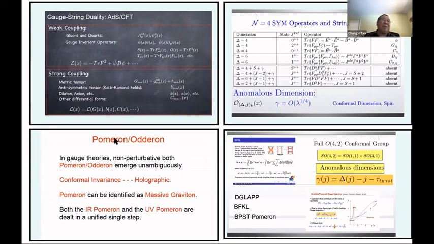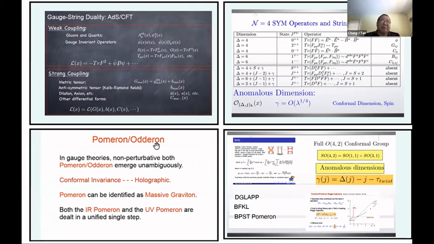What we have done then is to understand in this geometrical description, there are other variables. Each one can be used as a dual to some variable in the weak coupling theory. In particular, in this context, we are able to identify what we believe is the operator which will be responsible for the Odderon.